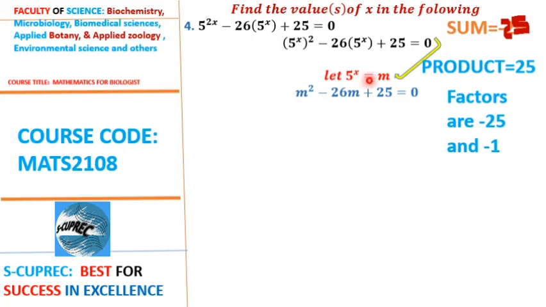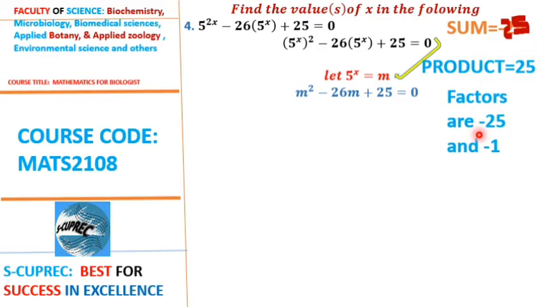1 times 25. So our product, we are looking for two numbers whose sum is going to give us minus 26 and whose product is going to give us 25. So you start by writing all the factors of 25, all the factors of AC, which is 25, both positive and negative factors. When you write them, you start testing to see the ones that when you sum, it's going to give you minus 26, and when you multiply, it's going to give you 25.